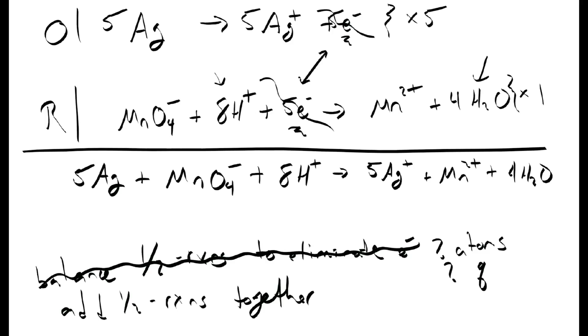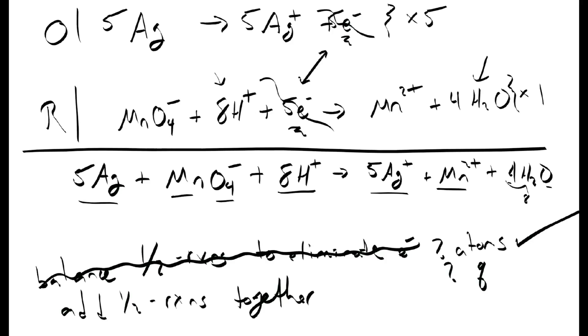So we have 5 silver on the left. We have 5 silver on the right. Yay. I would normally do my bookkeeping thing right now, but I don't want to have to rewrite everything. We have 1 manganese on the left, 1 manganese on the right. We have 4 oxygen on the left, and 4 times 1 is 4 oxygen on the right. We have 8 hydrogen on the left, and 4 times 2 is 8 hydrogen on the right. So conservation of matter, check.